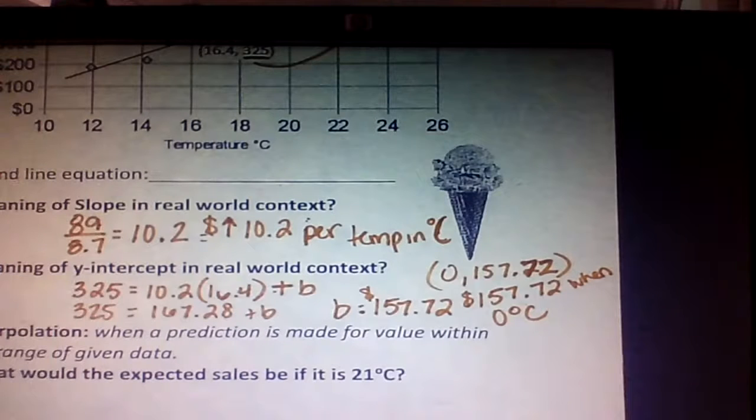Anybody know what degree Fahrenheit that is? Almost. It's 32.